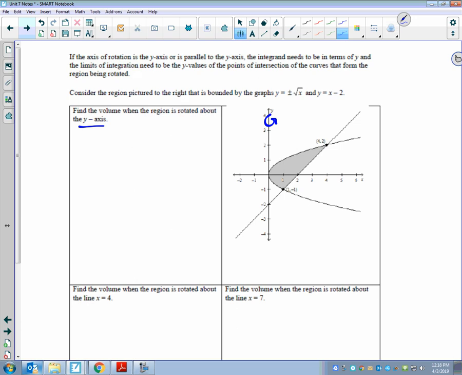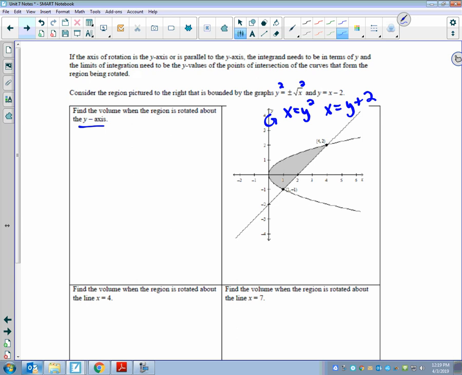We have to do this in terms of y now. So step 1 is if you're doing it in terms of y, your equations need to be in terms of y. So step 1 is I'm going to solve this for x. Normally we have y equals, but in terms of the y-axis, we want to solve it for x. So that just means I would square both sides and get x equals y squared, and that should make sense that that's the sideways parabola right here. And if I solve this for x, I'm just going to add 2, and I'm going to get x equals y plus 2. Y-axis means y equations and y bounds.